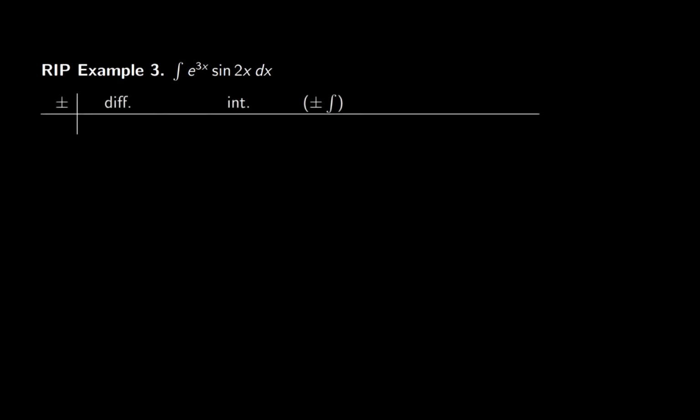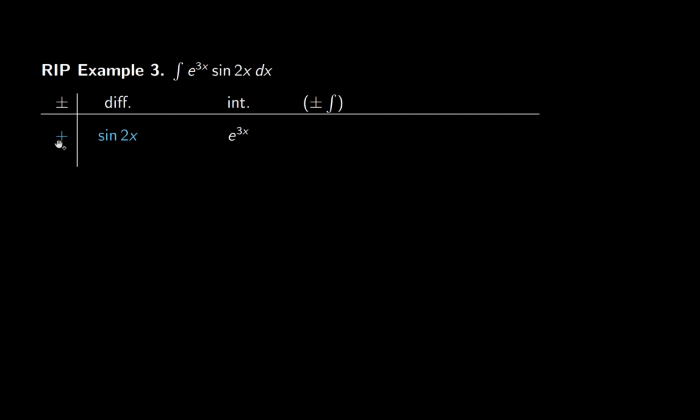Alright, with row integration by parts, we always start with 4 columns: alternating plus minus signs, functions to be differentiated, functions to be integrated, and a last column to represent the integral of the product of a given row, and that's where we get row integration by parts. So we always start with a plus sign indicating a positive 1. I'm going to pick sine of 2x to be differentiated, not that it matters in this example, and I'm going to have e to the 3x left to be integrated.